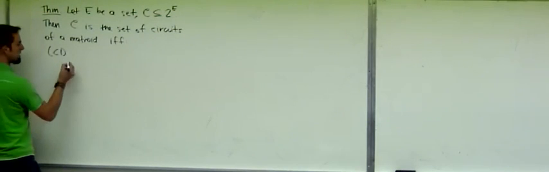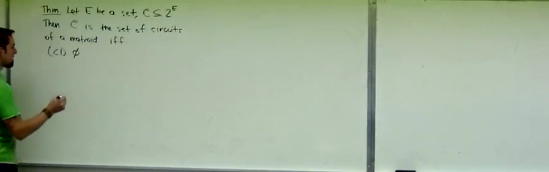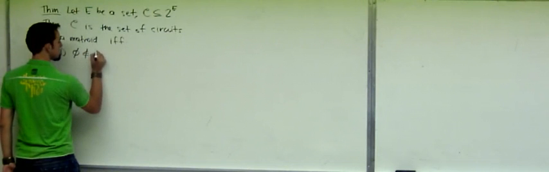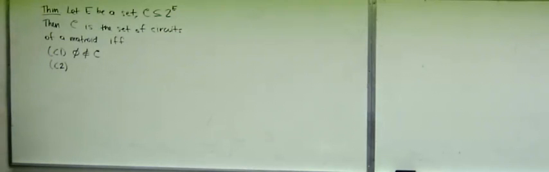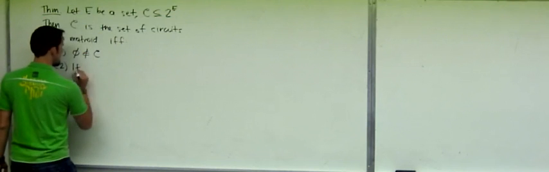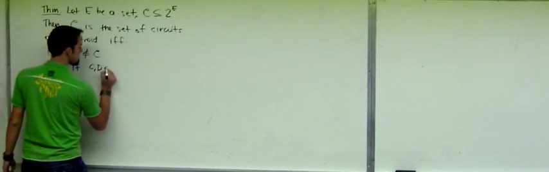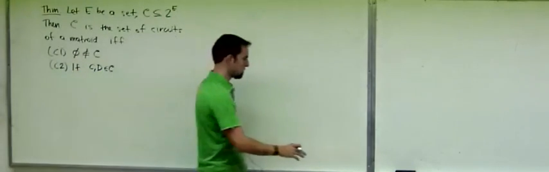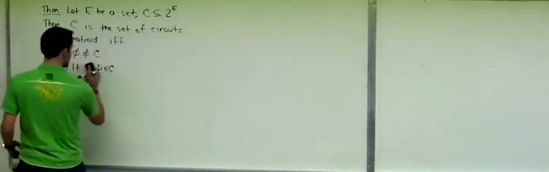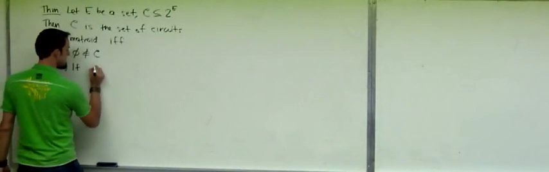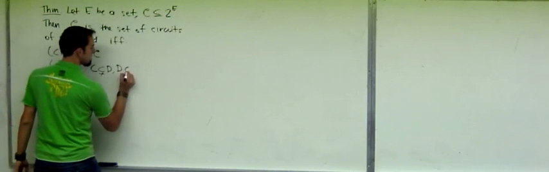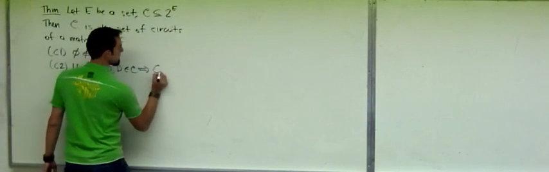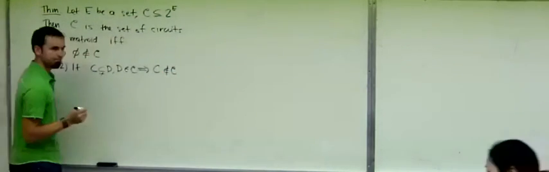C1 was this triviality, non-triviality property that the empty set better not be a circuit. Condition 2 told us how to go from a bigger set to a smaller set. So it said if C is inside D and not equal to it, and D is a circuit, then C cannot be a circuit. Okay.